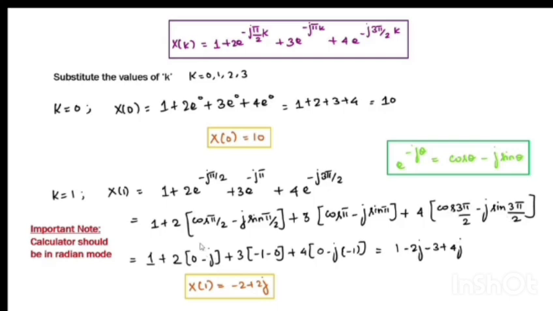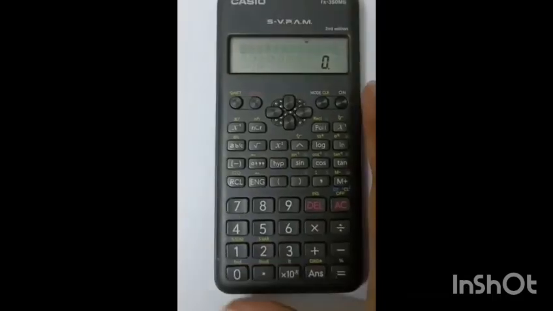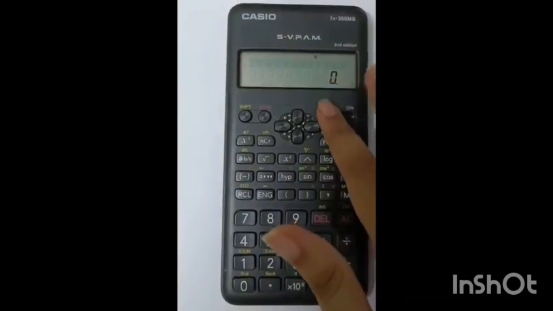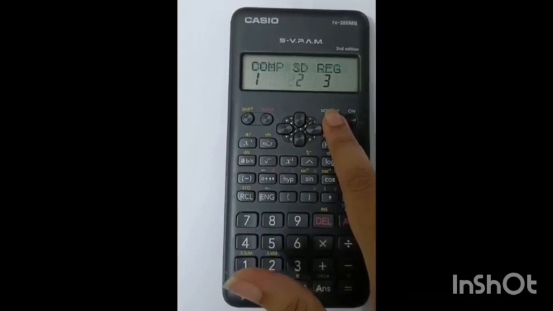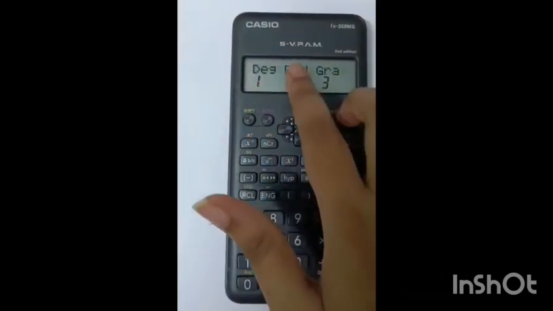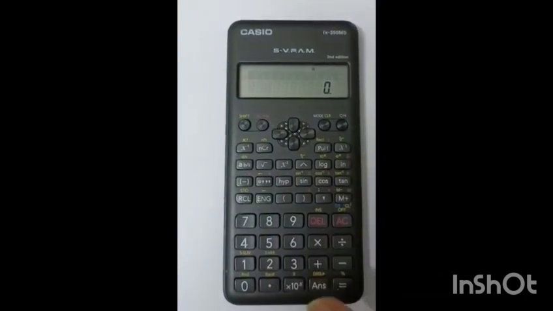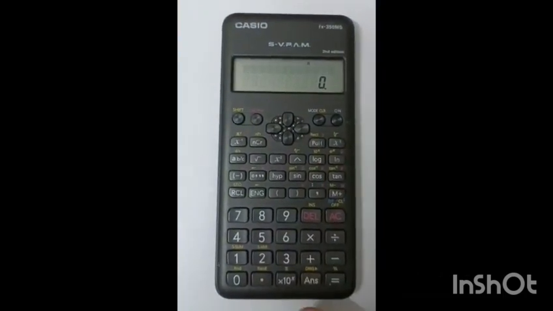Now we are going to calculate the values for each term in the calculator. Before that, please ensure that your calculator is in radian mode. So now let's see how to calculate this in the calculator. Before calculating, as I mentioned earlier, I should change the mode. So here I am going to change the mode. If you press the mode 2 times, you will end up with this. I am going to choose radian, so it is nothing but 2. Now this calculator is set up in radian mode.